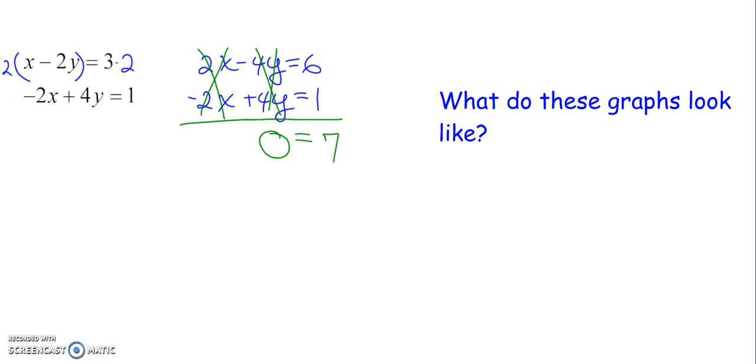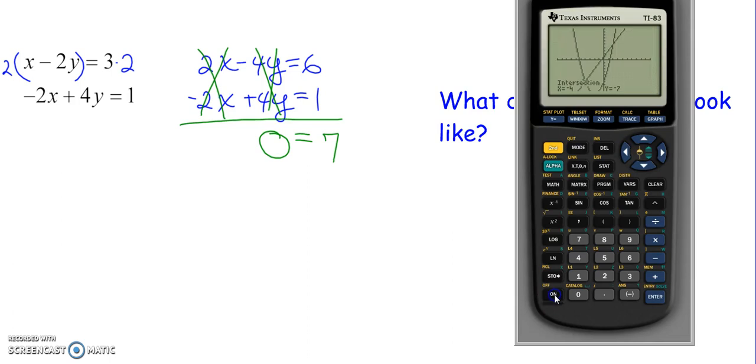And I've got to say, that doesn't make a lot of sense. It's not even possible for 0 to be equal to 7. All right, so what I want to do is take a look on the graphing calculator. I want to actually graph these two equations.